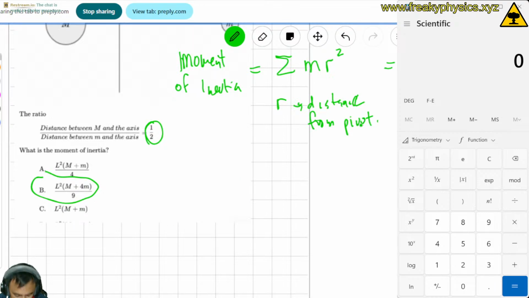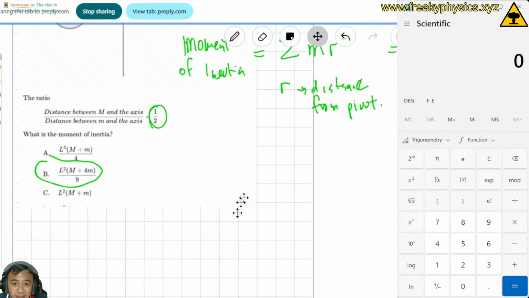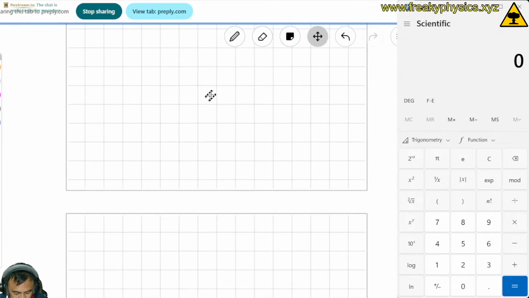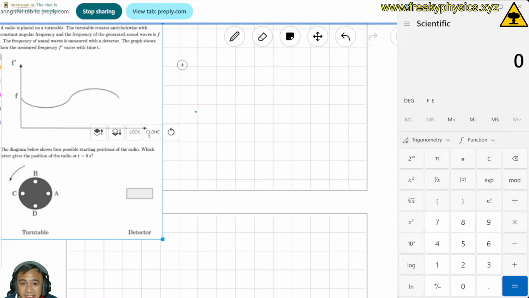Let's take a look at the next question. In this case, you have a radio placed on a turntable. The turntable rotates anti-clockwise with a constant angular frequency. The frequency of the generated sound waves, F, is determined by a detector. The diagram shows four possible starting points for the radio.